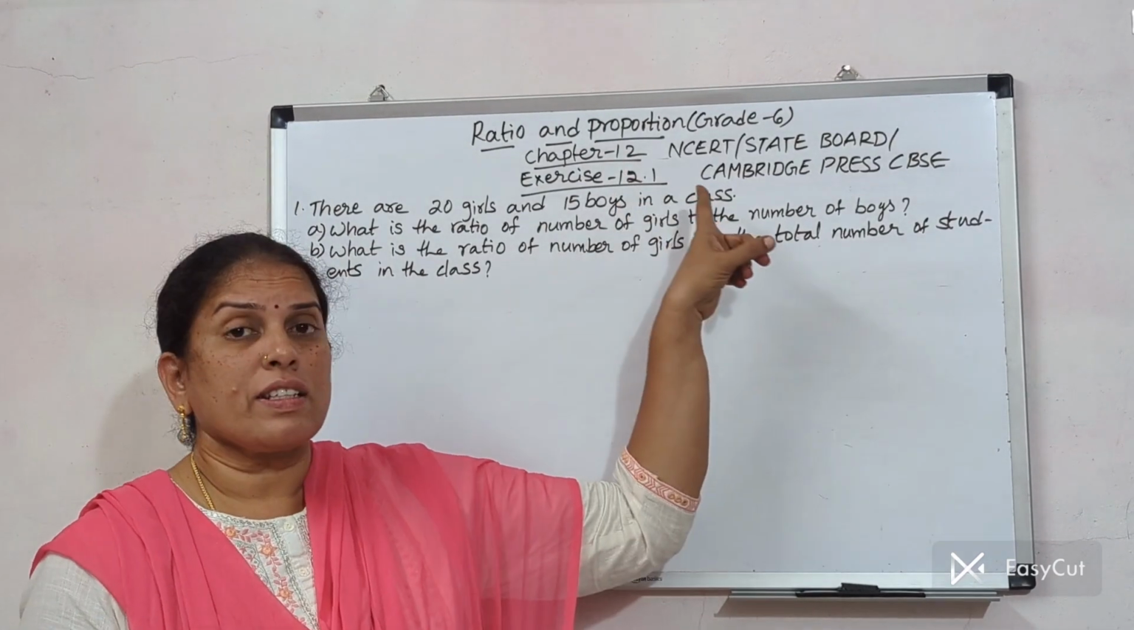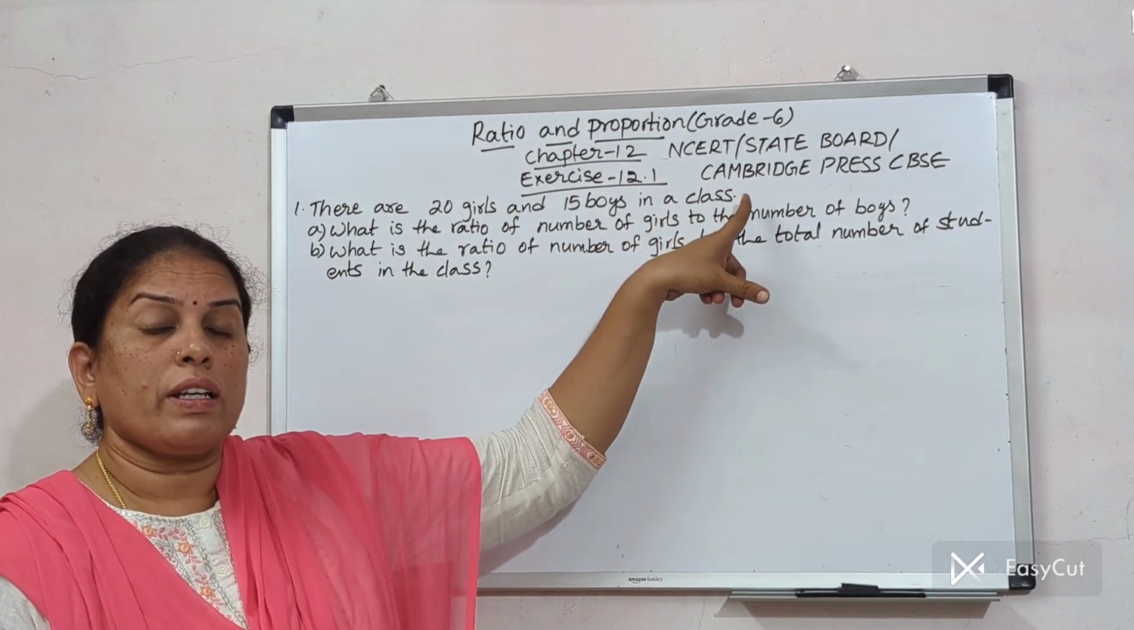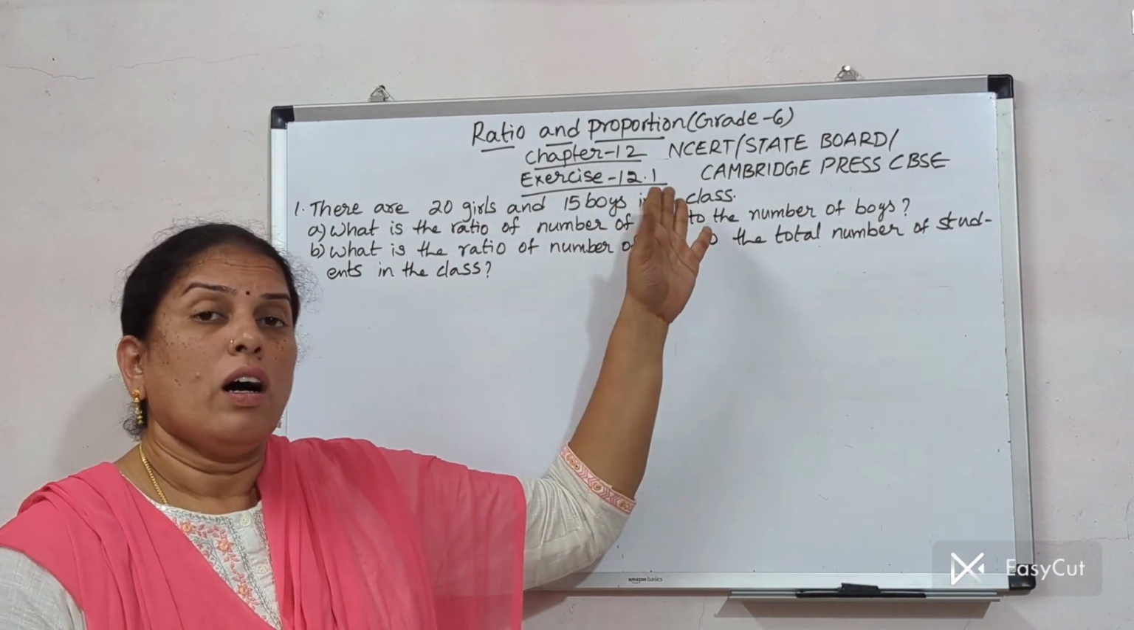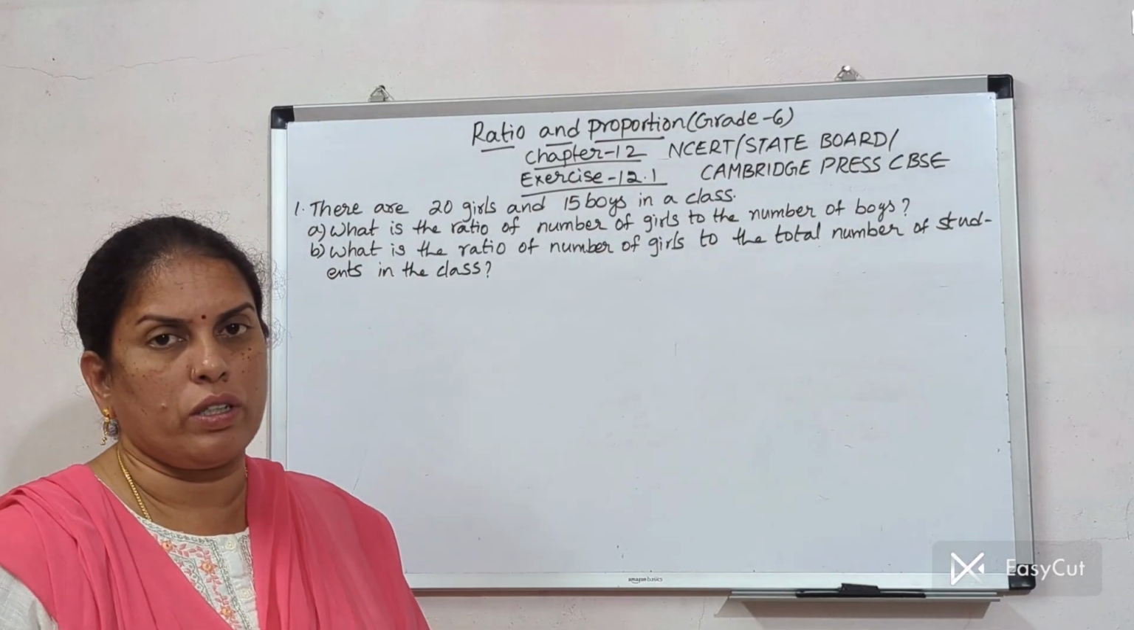This is for grade 6 children, ratio and proportion, chapter 12. This belongs to the NCERT state syllabus or CBSE or Cambridge Press. All topics are the same, children. You must learn the procedure only.